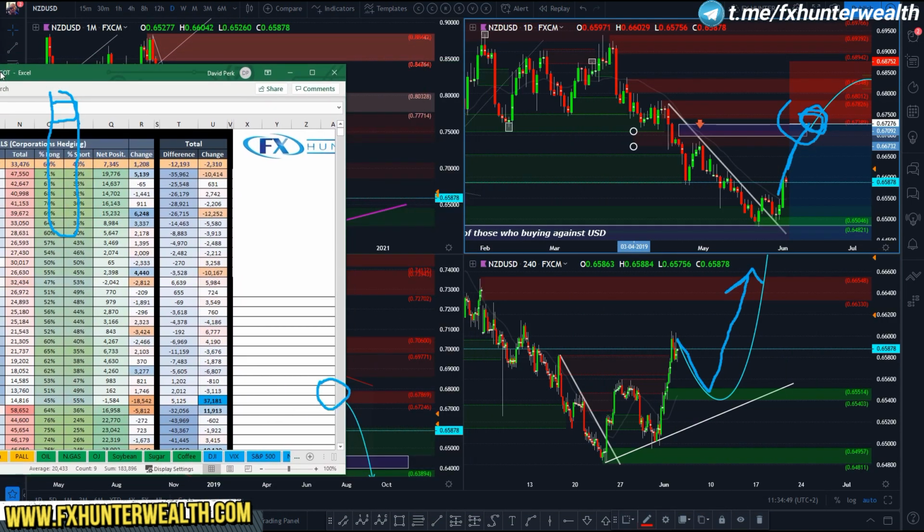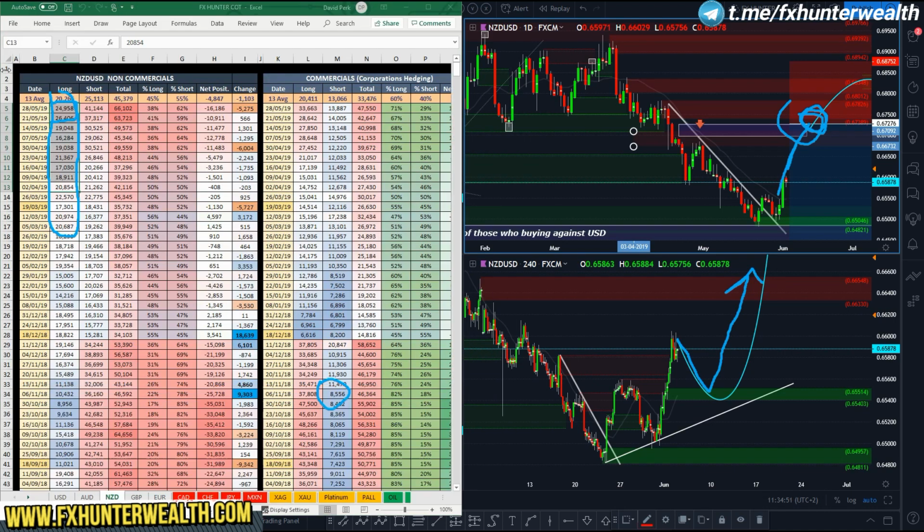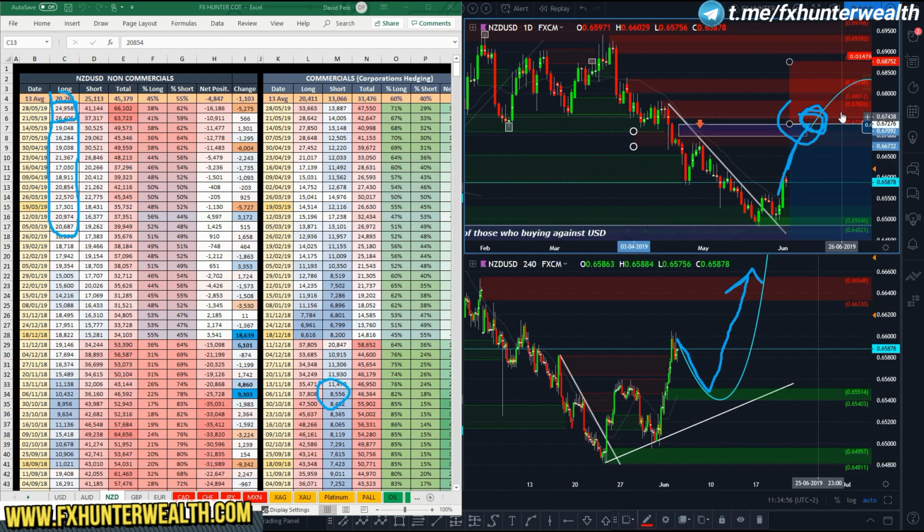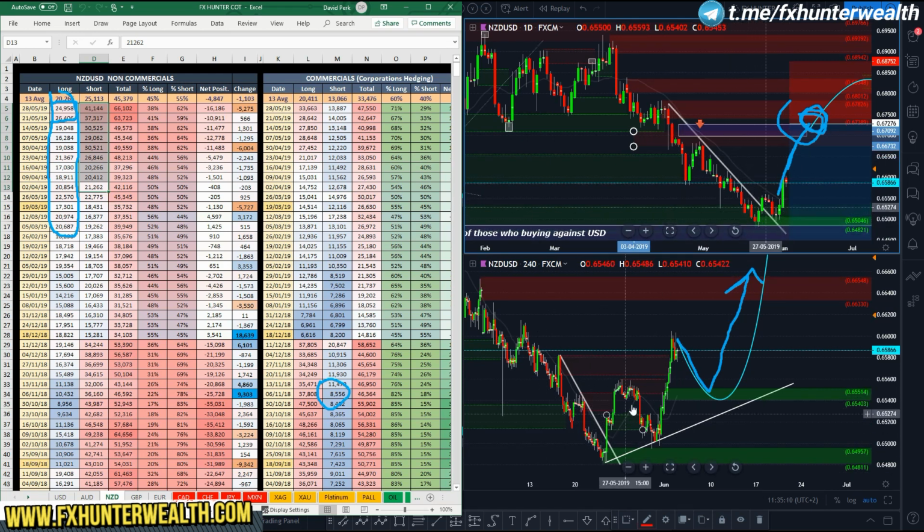Let me make it like this because it's going to be easier to see. So meanwhile, while the price is going up here, they're adding longs, but as well they're still building bigger short positions. So why is that? It's probably because they want to move the price higher and they want to build even more shorts. And the commercials are hedging, so they're expecting the price to drop lower. So let's see what's going to happen here.